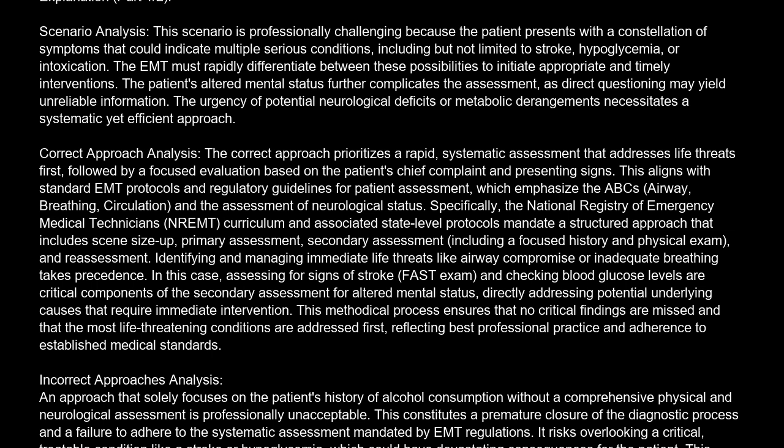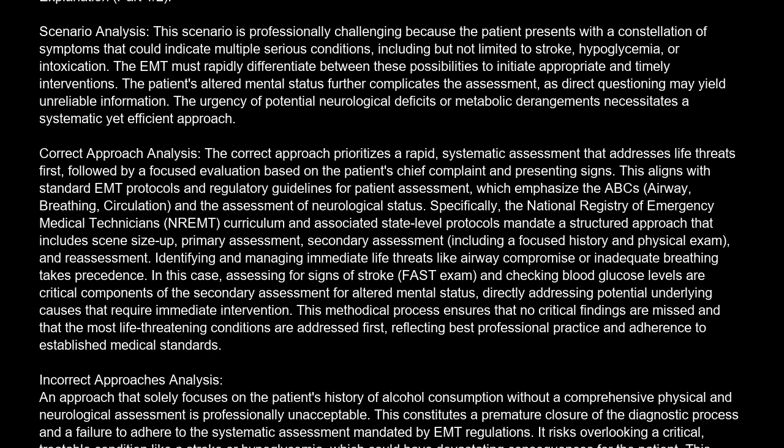This aligns with standard EMT protocols and regulatory guidelines for patient assessment, which emphasize the ABCs: airway, breathing, circulation, and the assessment of neurological status. Specifically, the National Registry of Emergency Medical Technicians, NREMT, curriculum and associated state-level protocols mandate a structured approach that includes scene size-up, primary assessment, secondary assessment, including a focused history and physical exam, and reassessment.